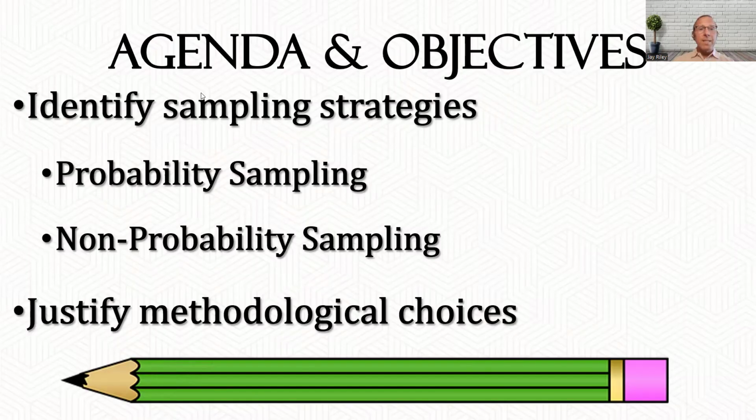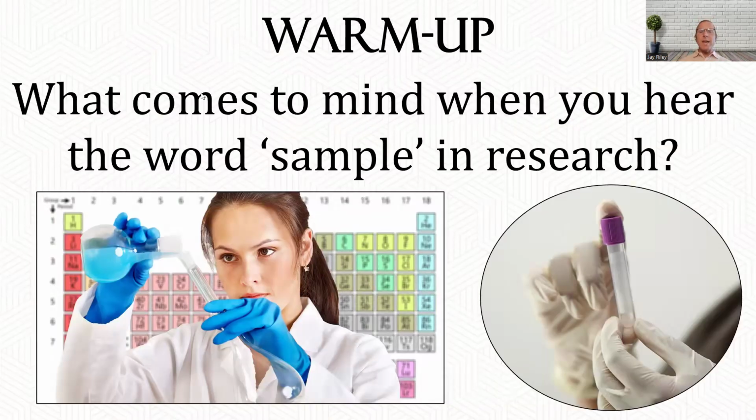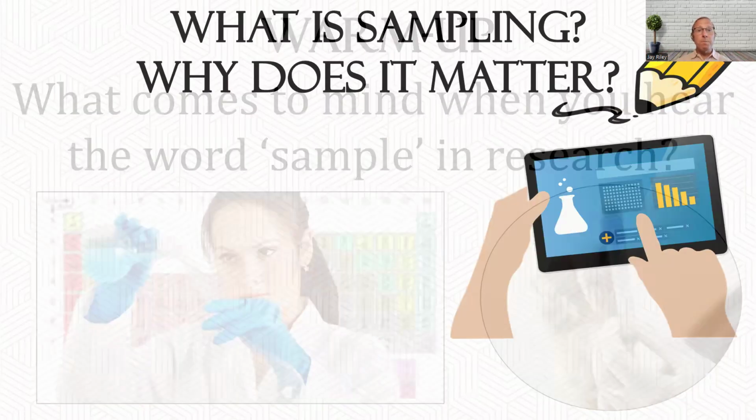So let's get started. When you think about the word sampling or sample, what comes to mind? Now, I think, first of all, I think about things like free samples, maybe taste testing something in the grocery store. But when we think about research, what do we think of when we think of sample? I think it's easy to think about something that a scientist might do a test on, but we're thinking about something entirely different when we talk about it in the context of our research.